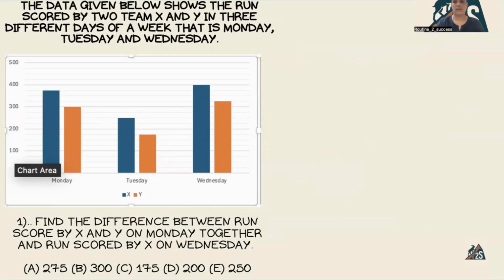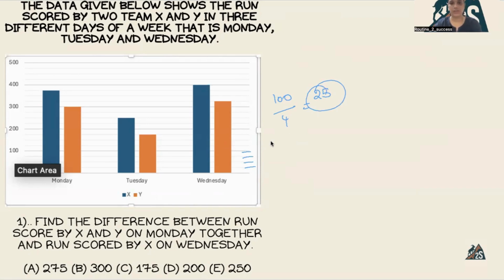It is two teams, X and Y, and their scores have been given across 3 days, Monday, Tuesday, Wednesday. Before that, we should know the minor line value. What is the minor line? 1, 2, 3, 4. So there are 4 lines, and the first value is 100. 100 divided by 4 is 25. So the lines will be 0, 25, 50, 75, 100. Every one line transition, 25 will be added. So this is your minor line value.